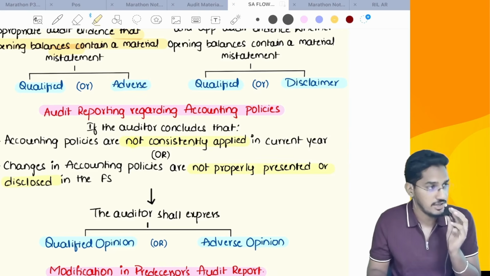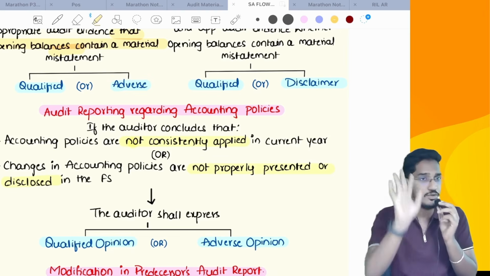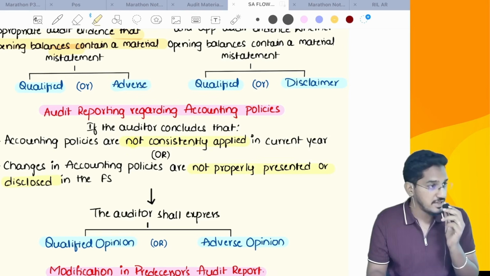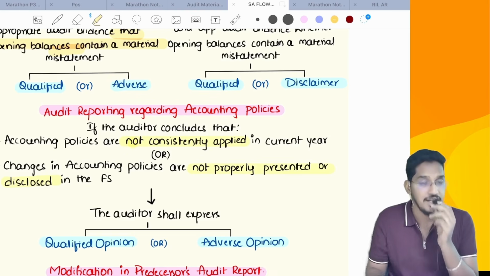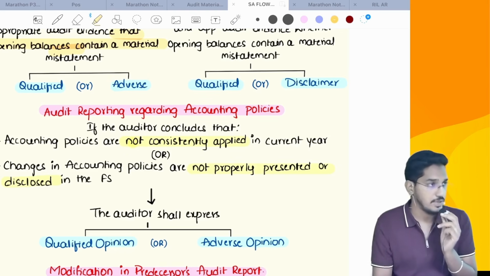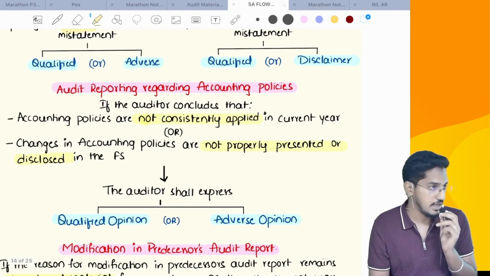So when it comes to accounting policies, there is only one scenario. You must have the evidence. Then only you deserve to be a chartered accountant. So you must have evidence whether accounting policies are consistently applied, or if there is any valid reason for change, whether it has been appropriately disclosed or not. Then you will give qualified or adverse.